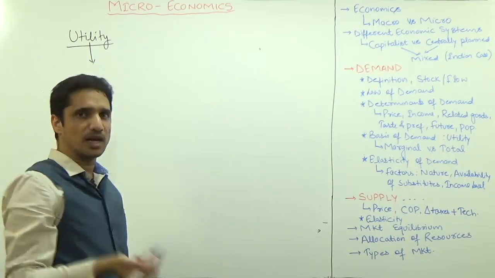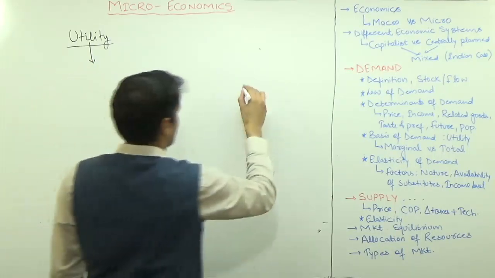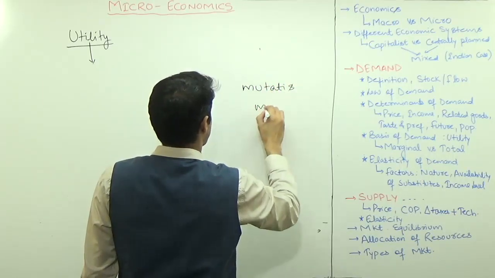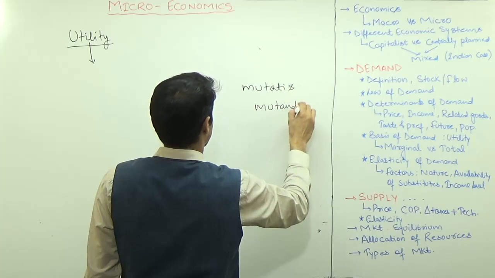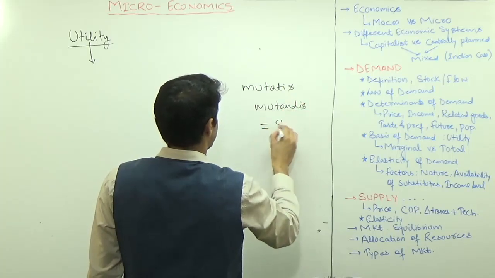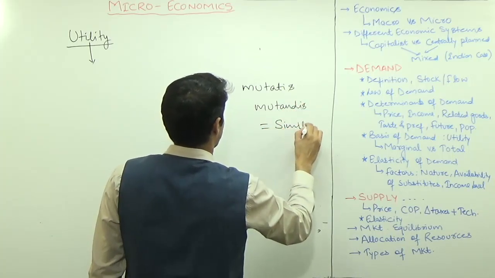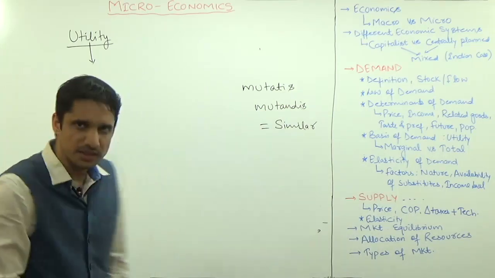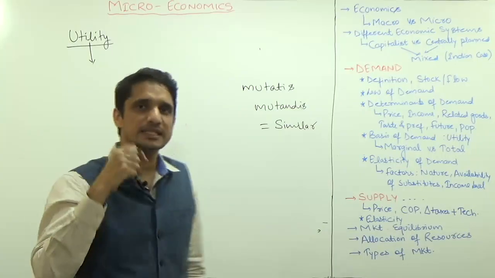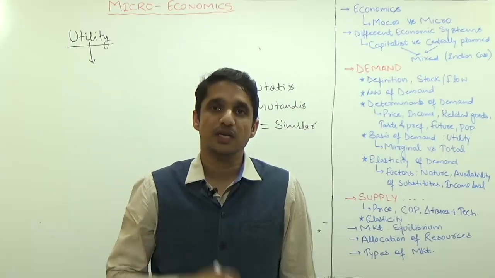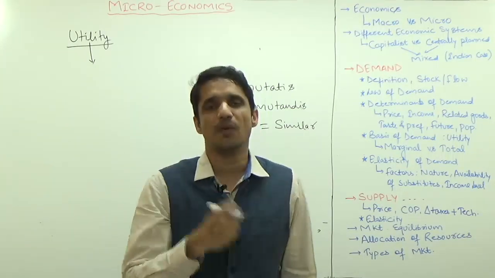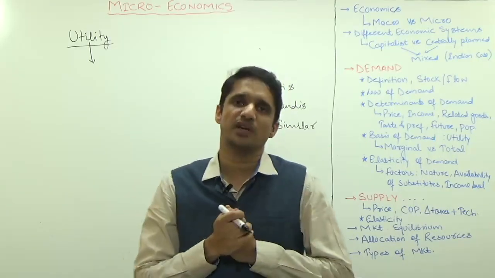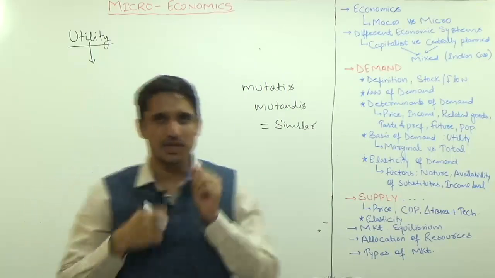It is similar to the character thing. Mutatis mutandis, which means similar. So the utility is similar to character. Utility is the psychological satisfaction that you derive after consuming the commodity, or the want satisfying power of any commodity is known as the utility.